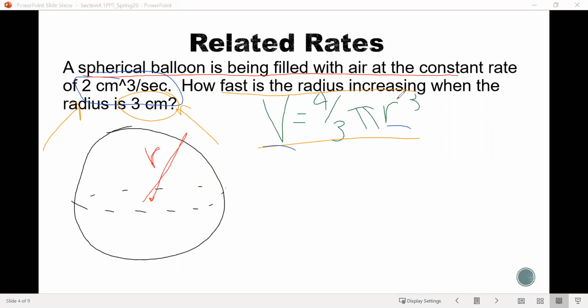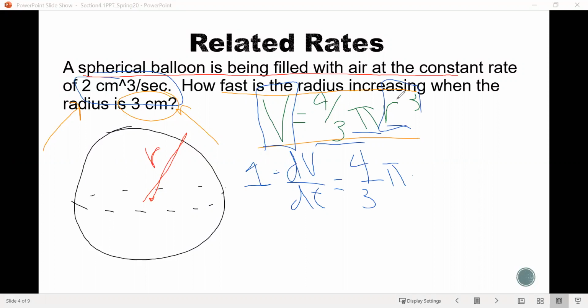So when we do implicit differentiation, let's start on the left-hand side. So take the derivative of that V there. That's just a single variable, so that's going to be a 1 times, and then we're taking the derivative with respect to time. So this is going to be dV/dt equals, over here, notice that this 4/3 and pi, those are just constants, right? Those are just numbers. So we can leave those out front.